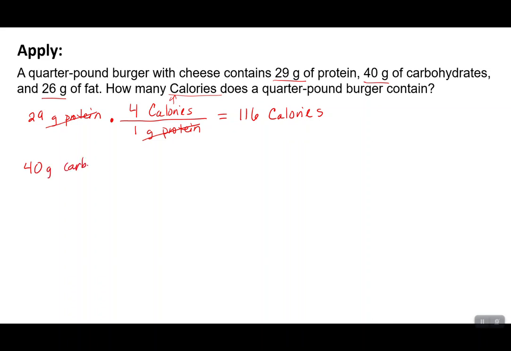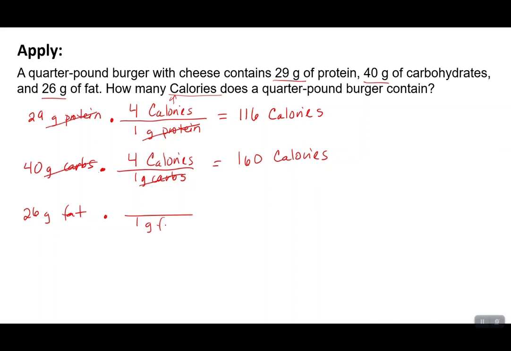I'm going to write carbohydrates as carbs for short. Again, we noticed here in the previous slide that this is the same as protein, meaning in every gram of carbs, I get 4 calories. So when you multiply 40 times 4, that's going to give you 160 calories coming from carbohydrates. Lastly, we have 26 grams of fat. Now here, for every gram of fat, you're going to get 9 calories. So when we do this multiplication, we get 234 calories.